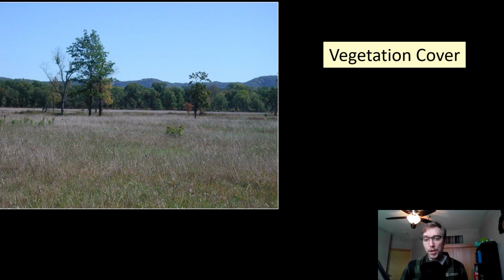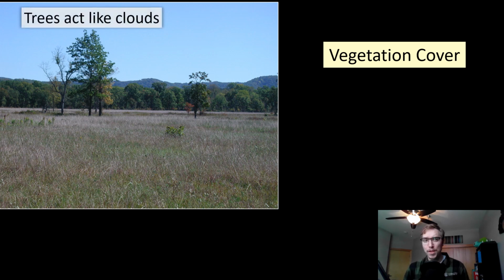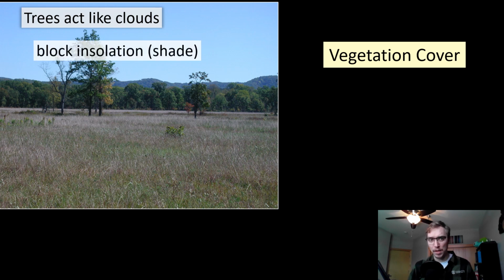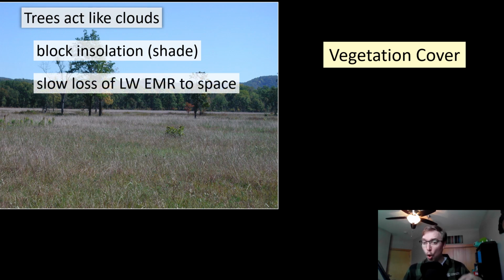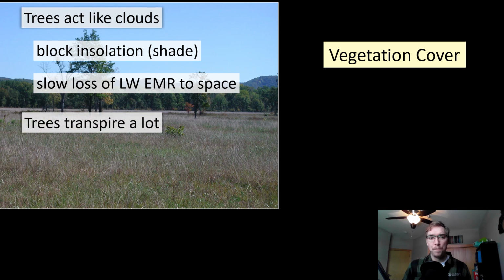As I alluded to, vegetation cover has a big effect on temperature. Aside from trees kind of acting like clouds, right? It can intercept, it can reflect, it can do things like block insolation, provide shade. It gives a slow loss of longwave electromagnetic radiation to space. And trees transpire a lot. They give off a lot of moisture, which can also absorb that energy coming in. So forests and trees can really moderate temperatures.